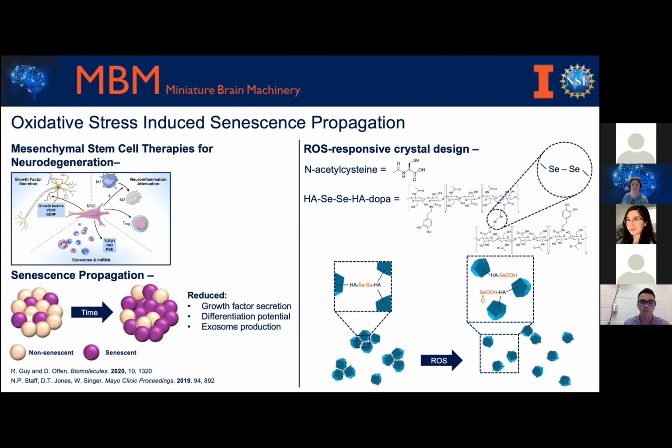MSCs have been shown to secrete neurotrophic growth factors and have also been shown to modulate the immune system and local inflammation. While MSCs present many beneficial properties and have been included in over 900 clinical trials as of 2018, in vitro culture and therapeutic efficacy can be hindered by senescence propagation driven by reactive oxygen species. When in a senescent state, MSCs exhibit decreased exosome production and growth factor secretion, which is essential for therapeutic efficacy.